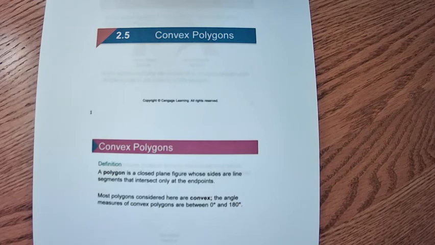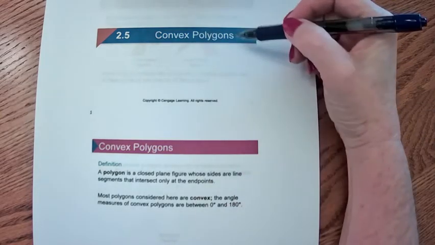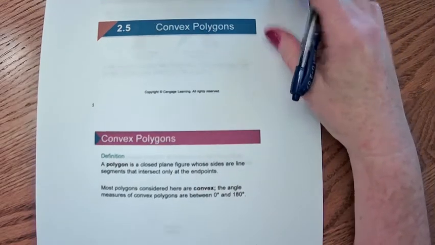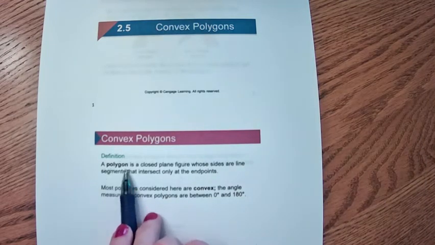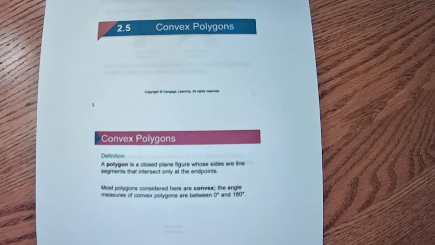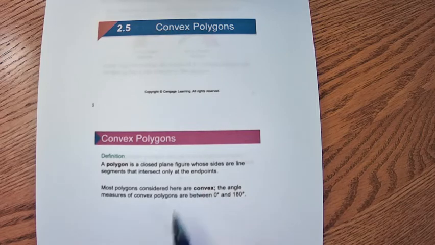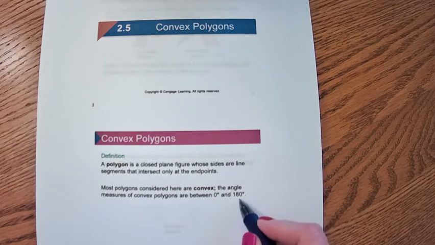Now in section 2.5 we'll talk about polygons and spend most of our time talking about convex polygons, but we'll explain the difference between a convex and a concave polygon. Poly means many, so a polygon is a closed plane figure, so there are endpoints. It's not open-ended. You could draw a circle around these figures. And all of the sides are line segments that intersect at a single point. And most polygons are convex, which means all of the angles are between 0 and 180 degrees.